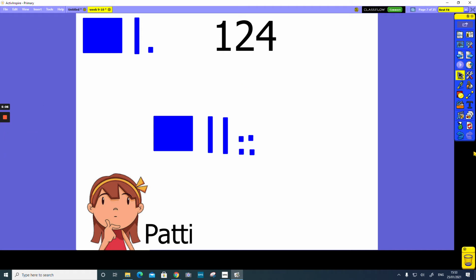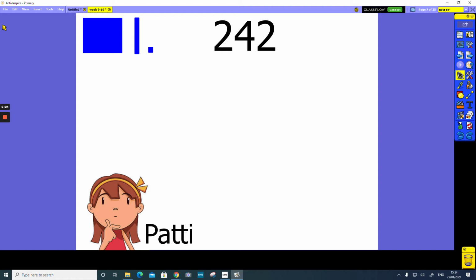Well done! Did you have this? 100. There's 2 in the tens, so 2 tens. And in the ones column, there are 4. So 4 ones. 124 represented using Dean's blocks.